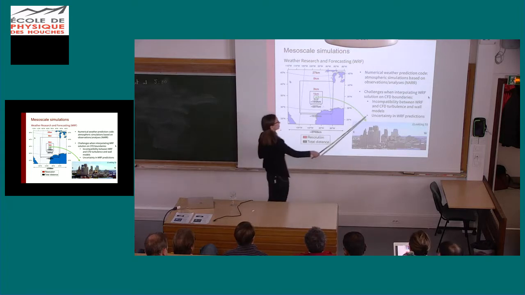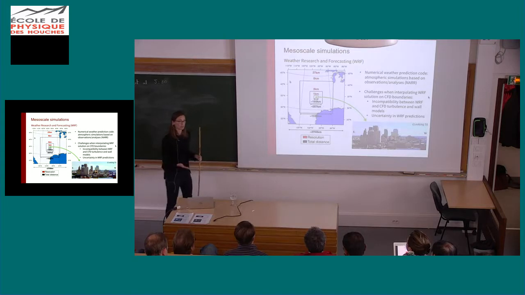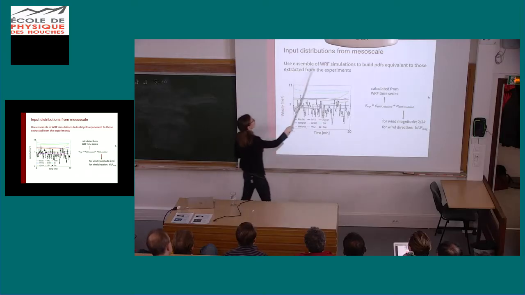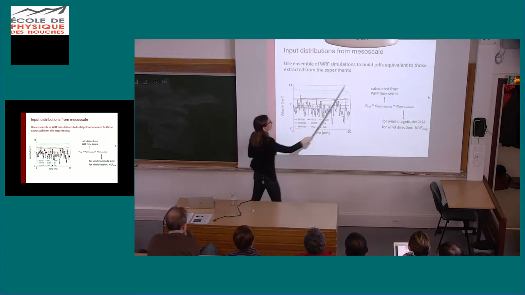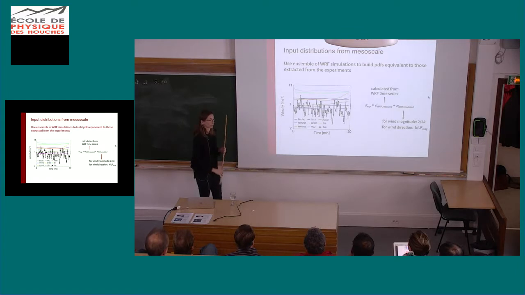The other problem is that you have uncertainty in these WRF predictions, right? Weather forecasting is definitely not a problem that is solved today. So what we decided to do is, instead of trying to do this direct interpolation, we said, okay, we're going to use an ensemble of WRF simulations, which at least gives us a representation of the uncertainty in the weather model, and build PDFs that are equivalent to what we did before when we did our field measurements.